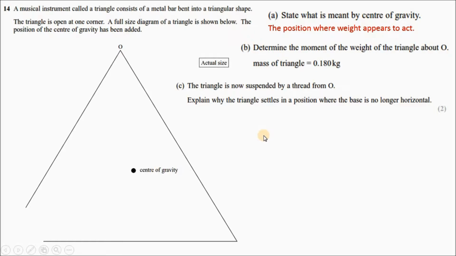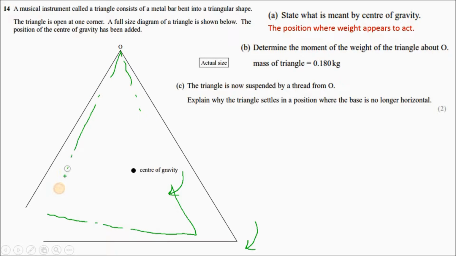The triangle is now suspended by a thread from O. Explain why the triangle settles in a position where the base is no longer horizontal. Initially, you can imagine that if you hang this triangle at point O, right now the center of gravity is slightly towards the right side of the pivot. That means this center of gravity is going to produce a clockwise moment, due to which the triangle is going to rotate clockwise.